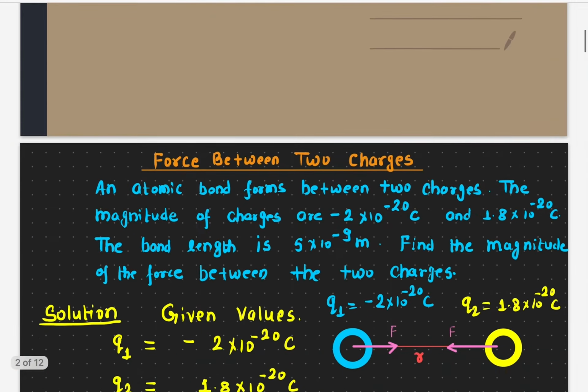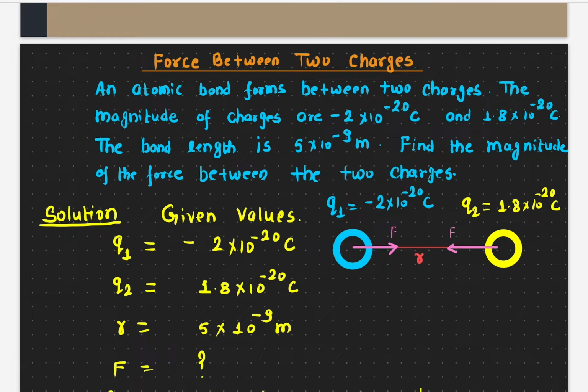And today we're going to talk about how to calculate the force between two charges. So here we have two charges, Q1 and Q2. The value of charge Q1 is given by this number here, and it's a negative charge: 2 times 10 to the negative 20 coulomb, and the other charge is 1.8 times 10 to the negative 20 coulomb. So one is negative and the other is positive. And we have to find out the magnitude of the force between these two charges.